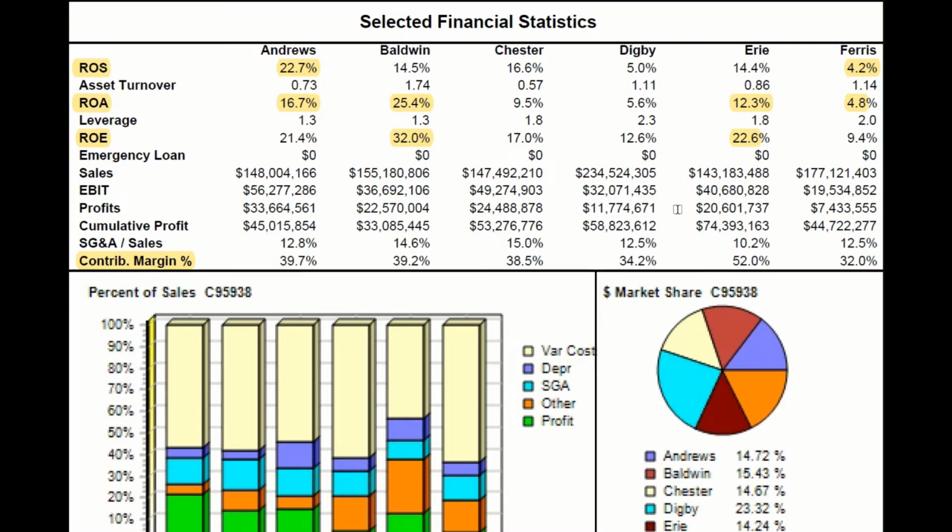As you can see in this case, Erie is extremely efficient in producing operating dollars. It has a contribution margin of over 52%, which means that its revenue dollars are generating more operating dollars than, for example, Digby, which is at 34%.